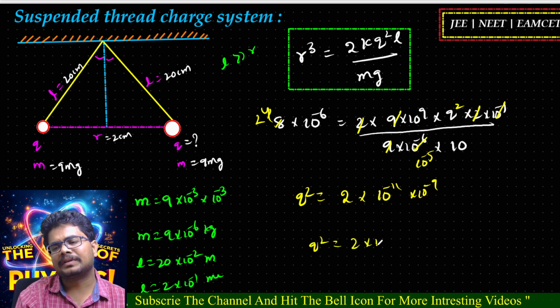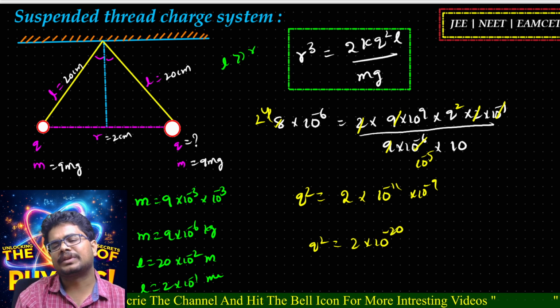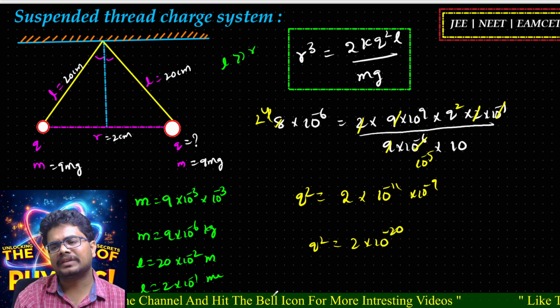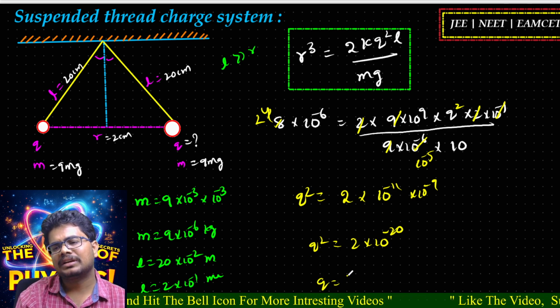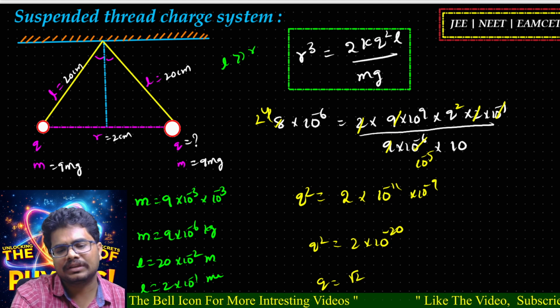2 into 10 power minus 20, which you are going to get here. 2 into 10 power minus 20, we got it. Fine. If you want q, now what can we write? Q equals root 2 into 10 power minus 20.